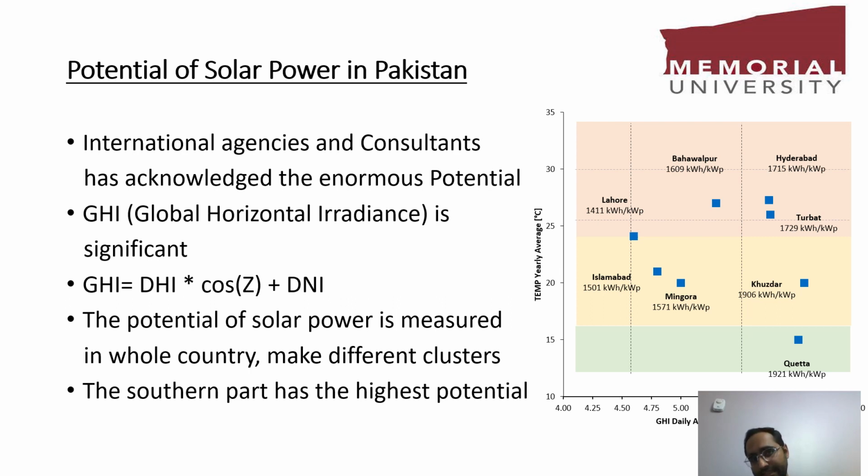The Z is zenith. It's the angle between the sun and the zenith. Z equals 90 degrees when the sun is rising and at sunset, and it is 0 at the time of noon. So we can see that cos 0 equals 1. It means that the global horizontal irradiance would be at maximum at noon, lower before and after that, and it would be 0 at sunrise and sunset.